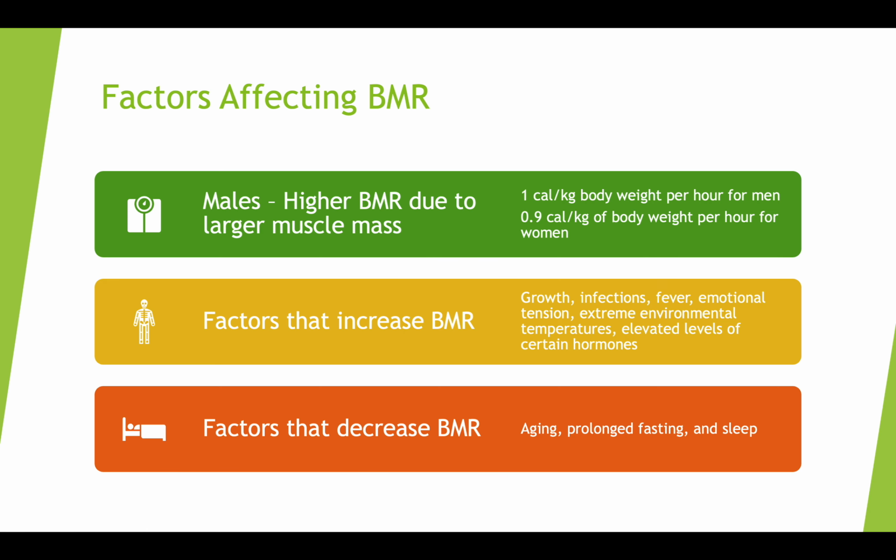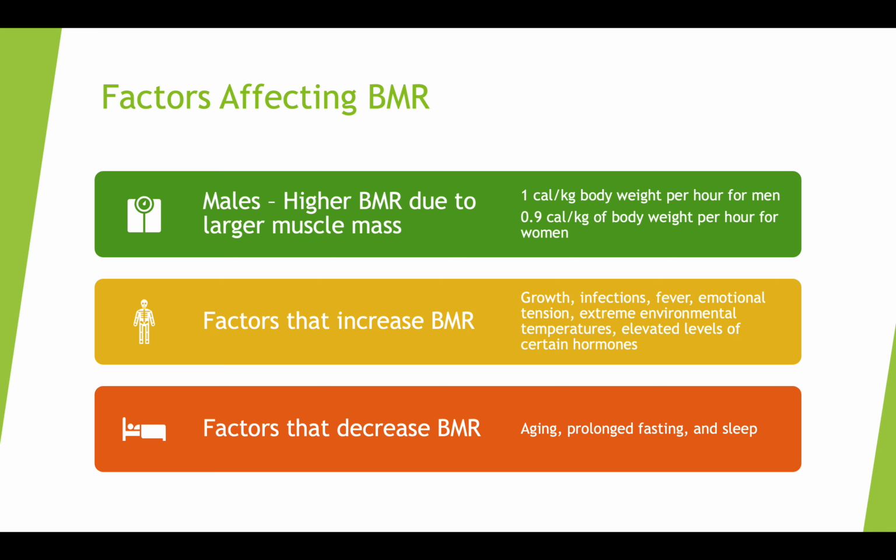So, factors affecting your basal metabolic rate. You knew we were going to get to that. Males have a higher basal metabolic rate due to larger muscle mass. They also burn more calories faster than us, and that's why it appears that they lose weight faster than us, because those muscles use up much more energy.